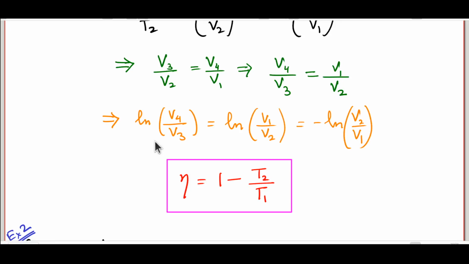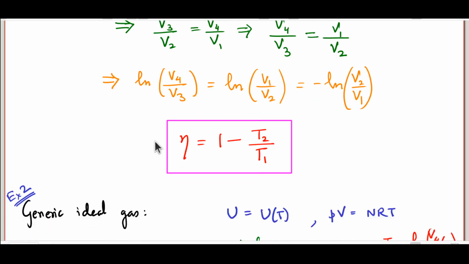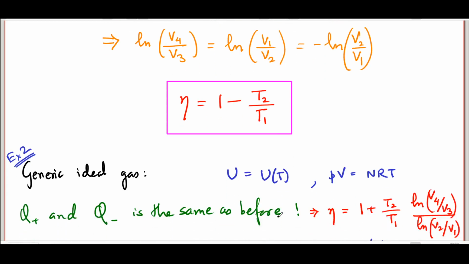For our next example, we change the working substance slightly. It's still an ideal gas, but what we are calling a generic ideal gas. Here, PV of course is equal to nRT, but in addition, U could be any arbitrary function of temperature. Now, under such a condition, Q plus and Q minus calculations will go along the same way as before. Both, after all, really were equal to the corresponding works done, which was because U did not change as temperature did not change.